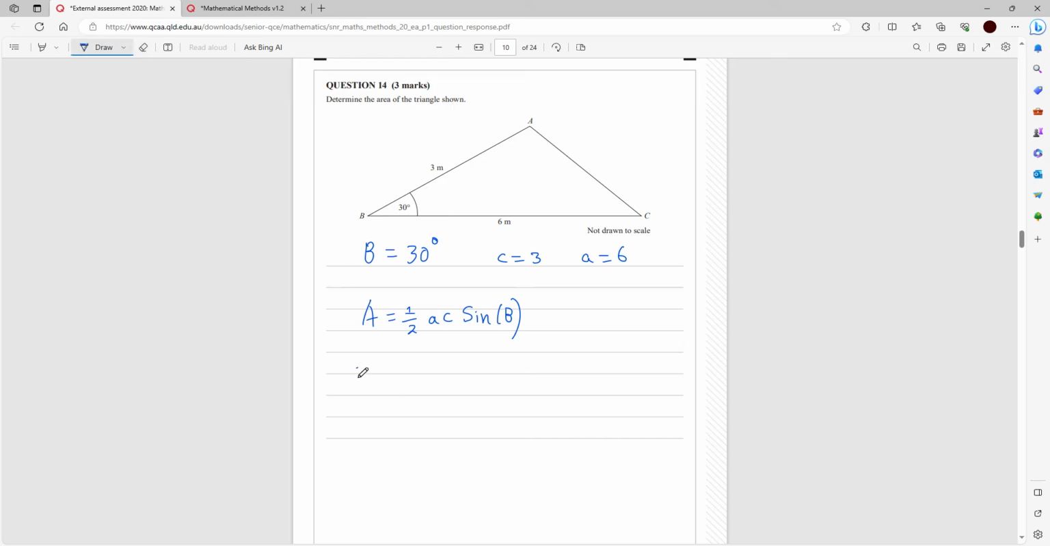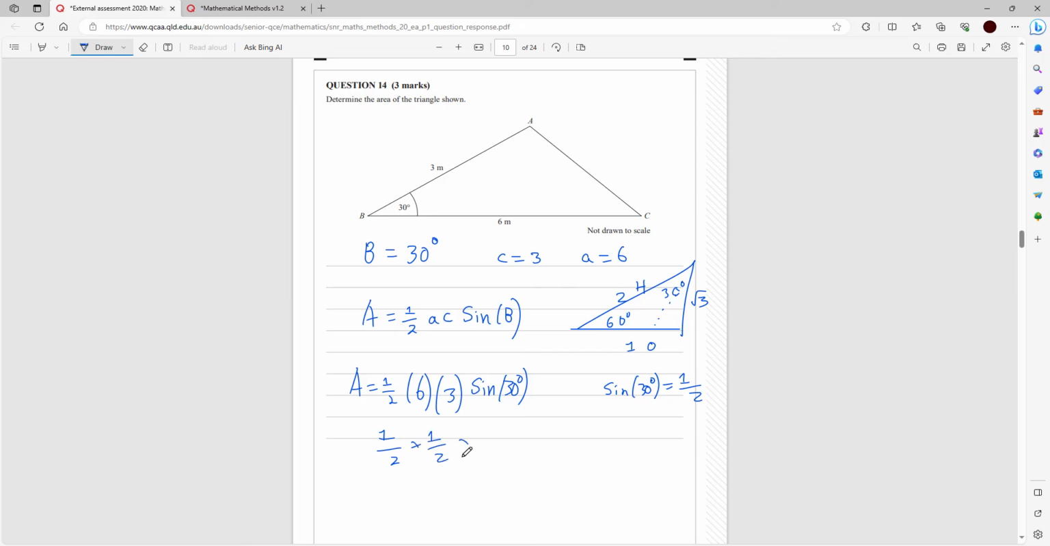Then you'd pretty much substitute. So a half times 6 times 3 sine of 30 degrees. Now, if you want to work out sine of 30 degrees without a calculator, you'll need a special triangle. So you'll need your 60-30 triangle, root 3, 1 and 2. We're looking for this angle, so opposite on hypotenuse. So sine of 30 degrees is a half. That means we have a half times a half times 6 times 3, which is 18. So that means we have 18 on 4, therefore 9 on 2.